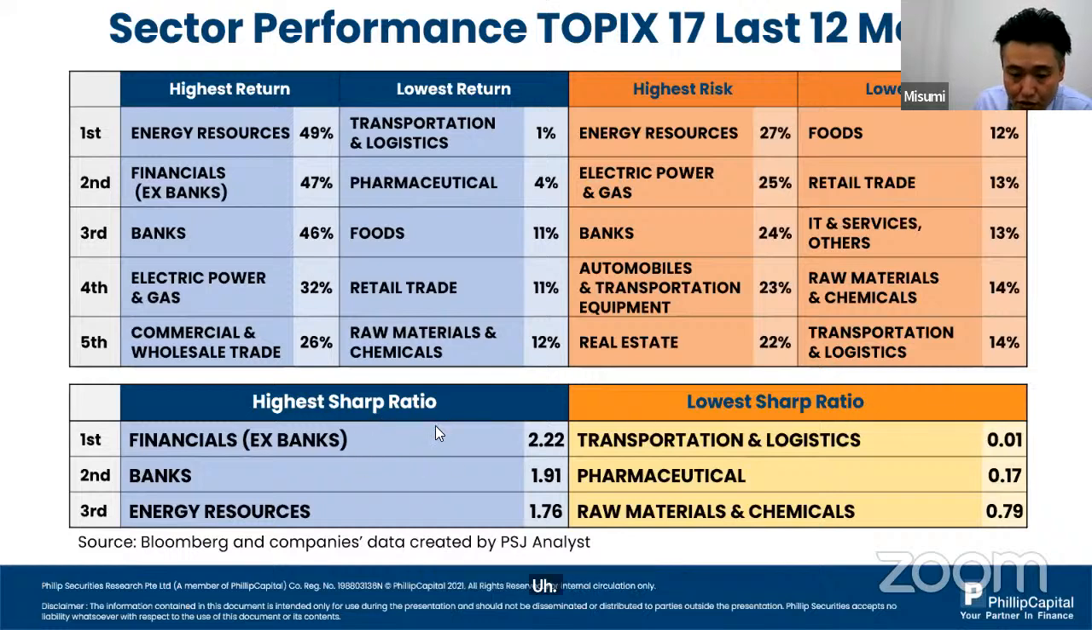So the highest Sharpe ratio was financial and banks. Energy resources also has a higher Sharpe ratio. Lowest Sharpe ratio was the latest underperforming of the underperforming sectors. Let's move to the next one.